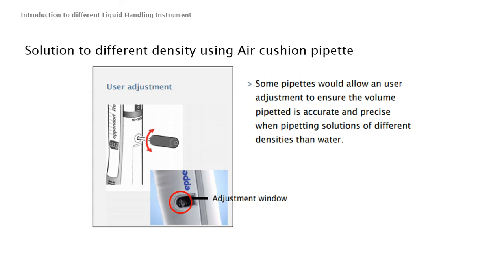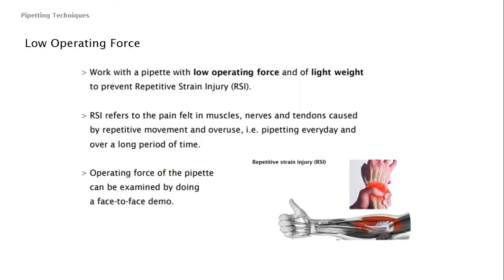So next, you should choose a pipette that has a low operating force, meaning the force that you need to press the button. Lesser operating force means a more ergonomic pipette. It will help you reduce the strain in your finger and thumb. At the same time, it is easy for you to do the procedure repeatedly.